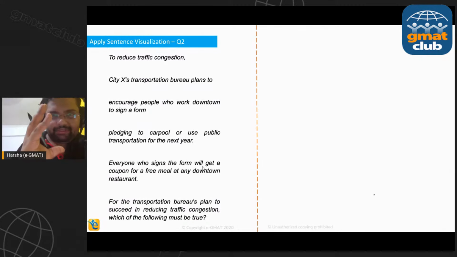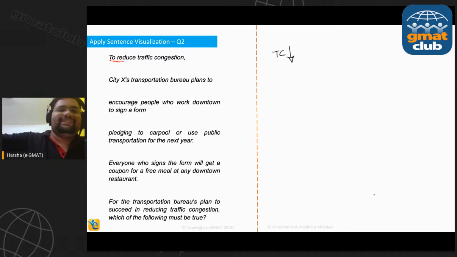To reduce traffic congestion. So with the aim of reducing traffic congestion. So the goal is clear, because the word "to reduce" tells me it's the goal or the intent. So with the idea of reducing traffic congestion, City X's transportation bureau. So City X has a certain transportation bureau. It plans to encourage people who work downtown. So it's a plan. What do you mean by plan? It's not implemented yet. It's just a plan.